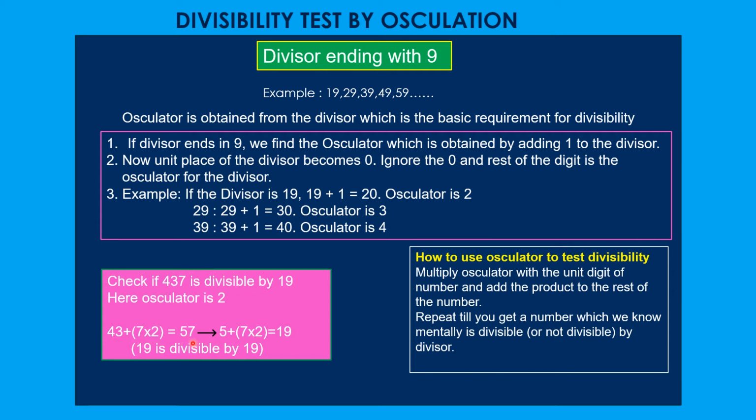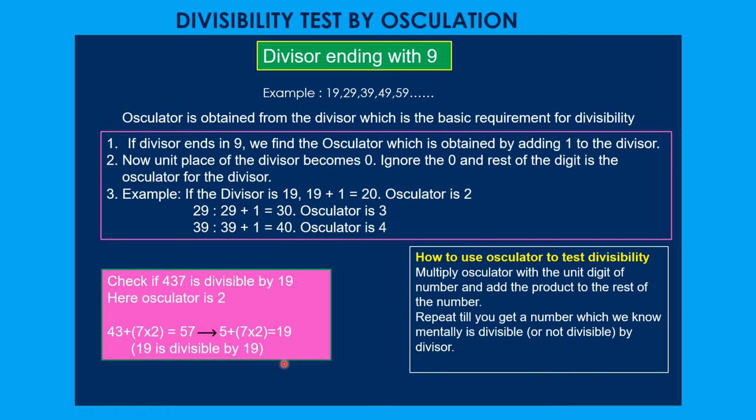So 43 plus 7 times 2, which is 14, you get 57. Again the unit digit is 7. So you multiply the unit digit 7 with the oscillator 2. Again you add the product with the rest of the digits, that is 5. You get 19. 19 is divisible by 19.